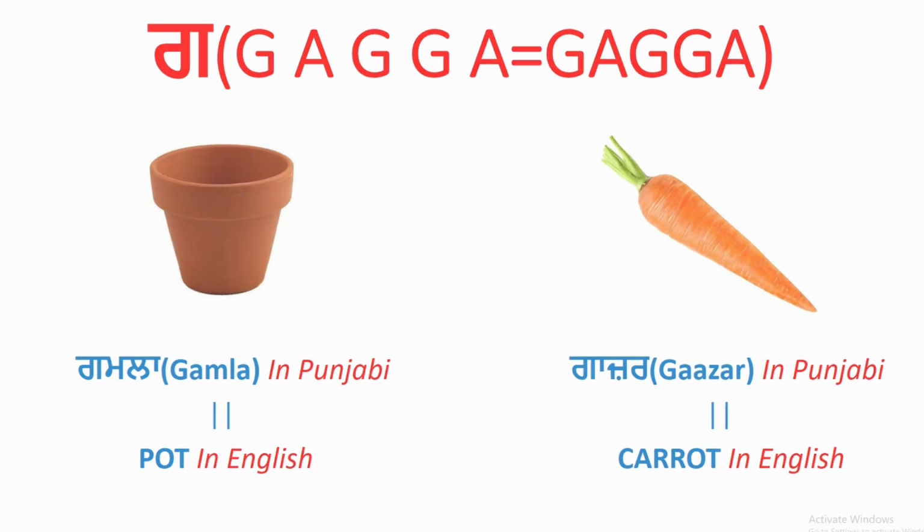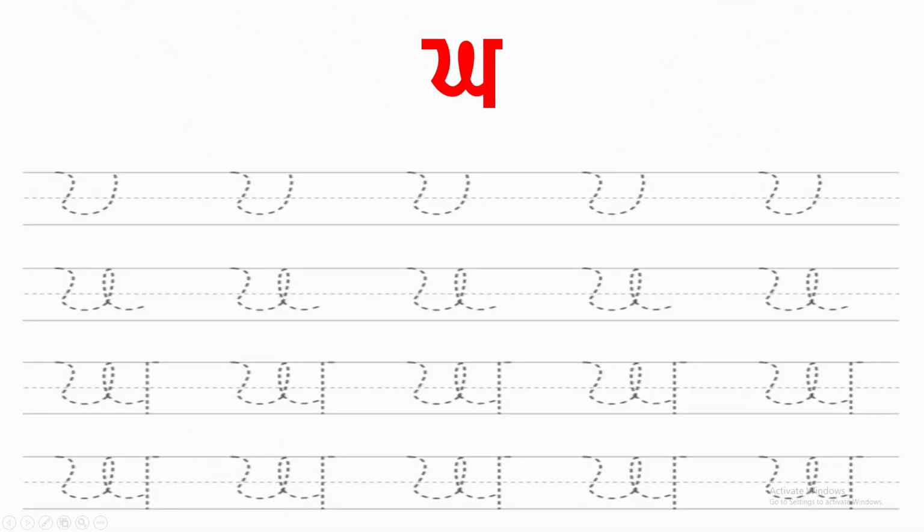The second last alphabet of our today's topic is GHA. GHA is ghagga. Its pronunciation is ghagga in Punjabi and it is denoted with GH in English. It seems the same as gagga.